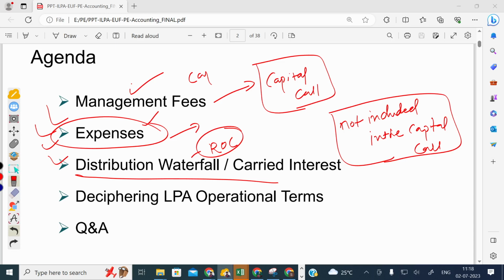And apart from that, the other operational terms are also important from your interview perspective. But let's see, we'll try to cover them. Today we'll try to touch on distributions, to see how distribution works and what the different methods are that private equity accounting teams refer to. We have a prepared calculator that we can use for the calculation of distribution or waterfall and all, right? So any questions so far?